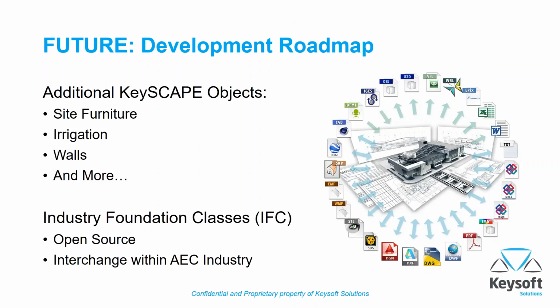So that's where we are today. We're able to bring in paving areas, we're able to bring in trees in 3D, and we're able to quantify those kinds of things. We can also bring in surface models and proposed or existing conditions. What we're looking forward to in the spring of 2017 is additional Keyscape objects, things such as site furniture, irrigation components such as piping and heads and valves, looking at walls and adding thicknesses to paving areas, so subsurface conditions and subbase courses, bringing those in.